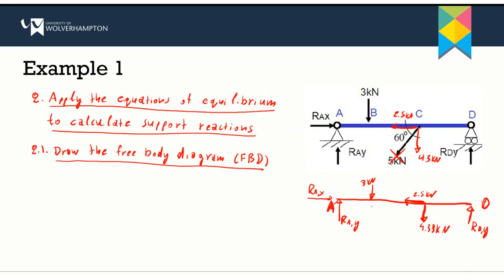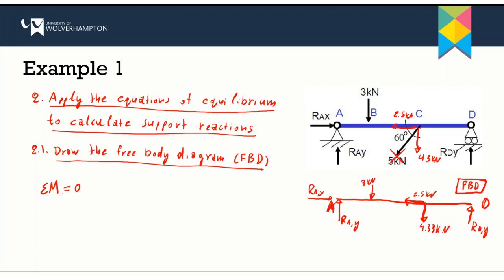So what I have drawn over here is the free body diagram. In other words, it is as if I just had this rigid body, the beam, without any supports, but of course with forces on it. Now, the free body diagram has to be in equilibrium. So if I apply the equations of equilibrium, I can calculate the unknown parameters, which here all of them are forces. I can start with the sum of moments. Typically, I start with the sum of moments because it allows me to calculate one of the support reactions easily.